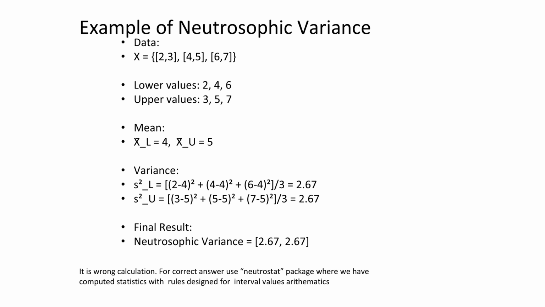For accurate and theoretically consistent results, we recommend using the Neutrostat, our package. This package is specifically designed to handle Neutrosophic data and performs computations, such as variance, using the correct algebraic framework. Therefore, instead of manual calculations, it is more reliable to compute Neutrosophic variance using the Neutrostat package in R.